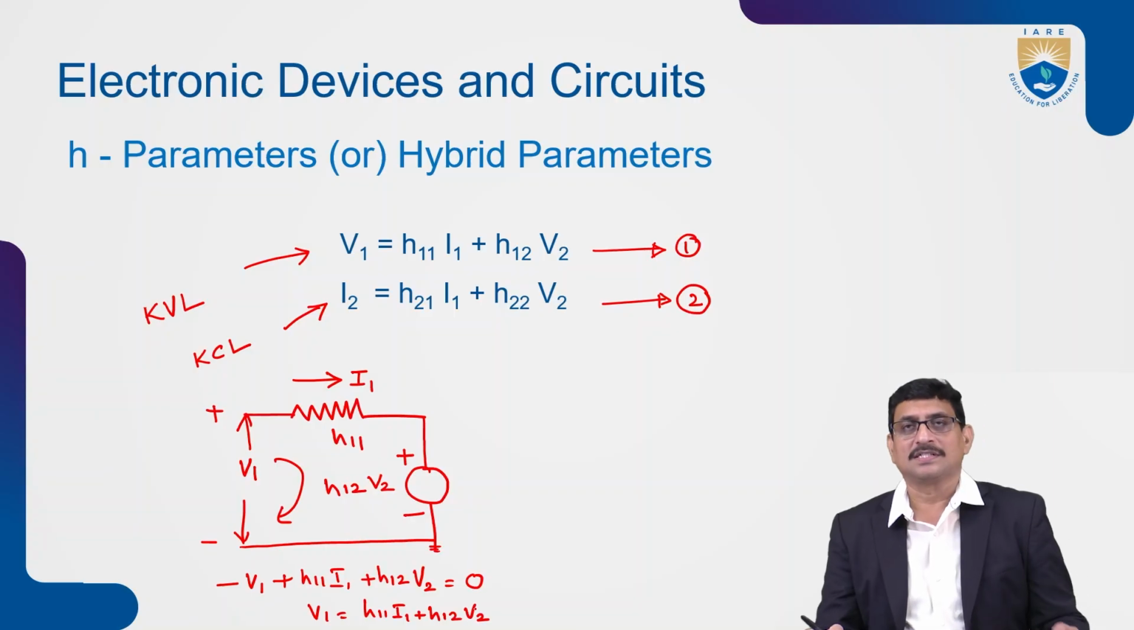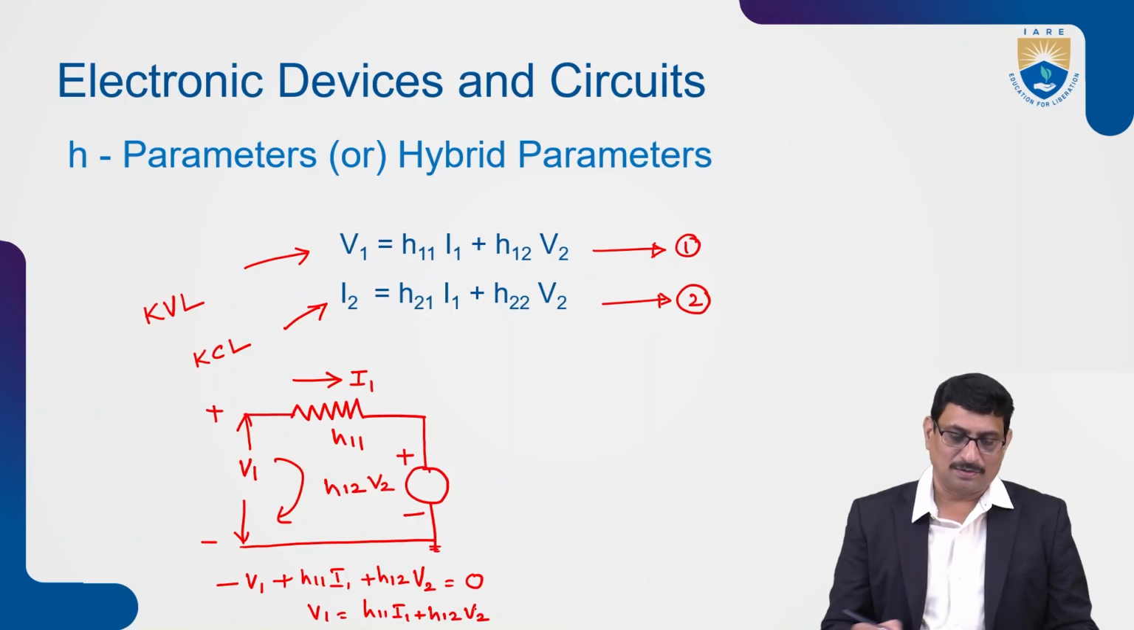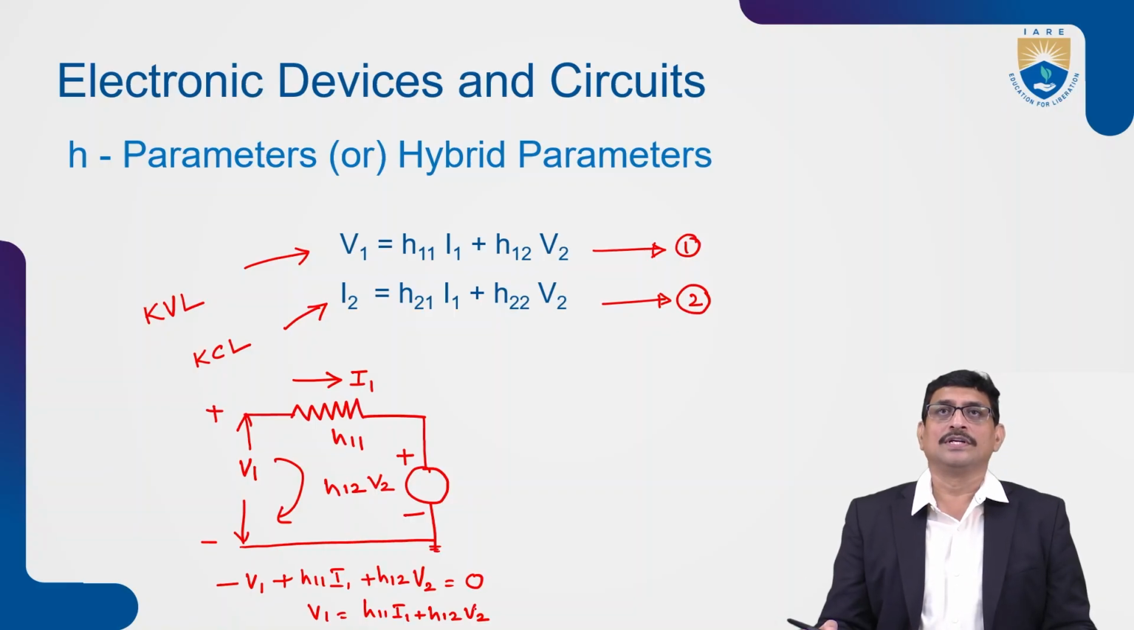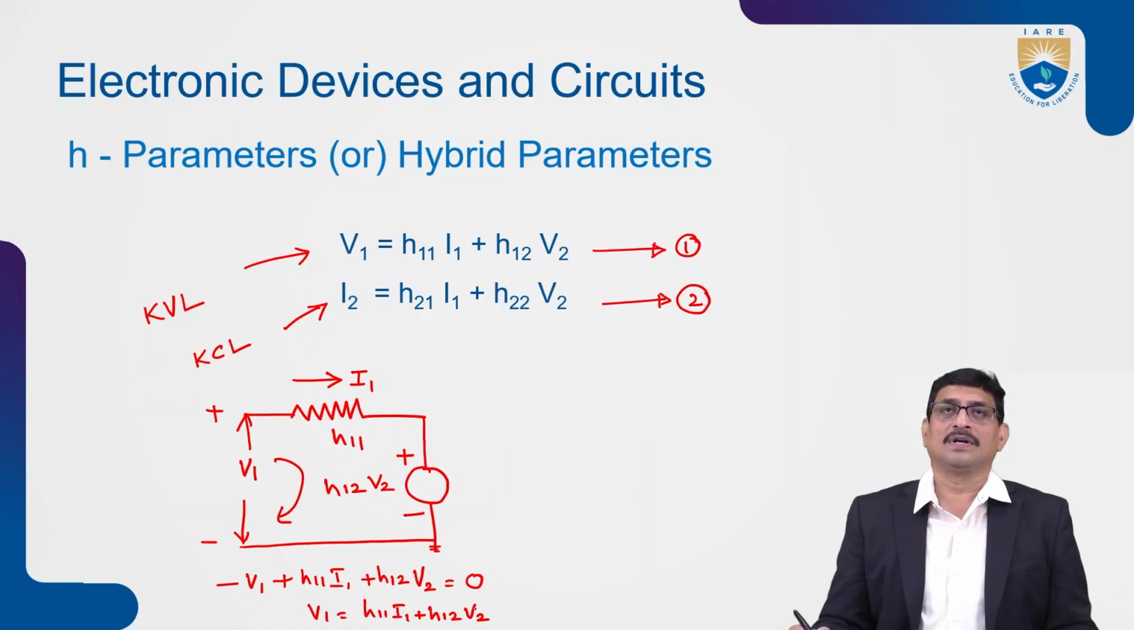So I am getting this circuit. If I apply KVL for this circuit, I get equation 1. Equation 1 represents the circuit diagram which I have drawn here, having input voltage V1 and input current I1, and there is an input impedance H11 and a voltage source of H12 V2.